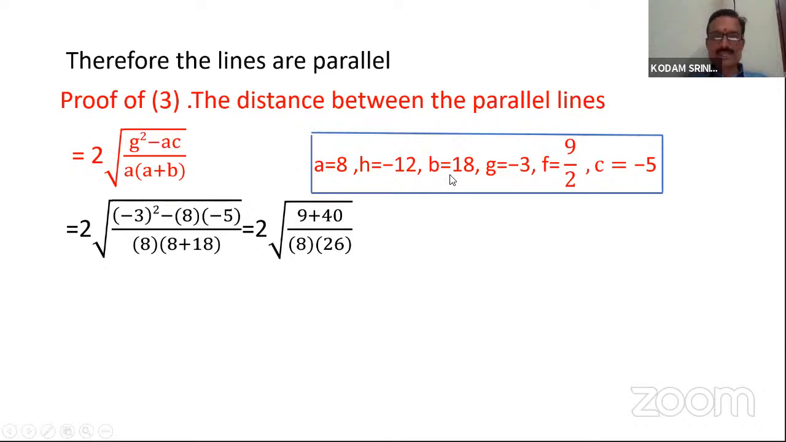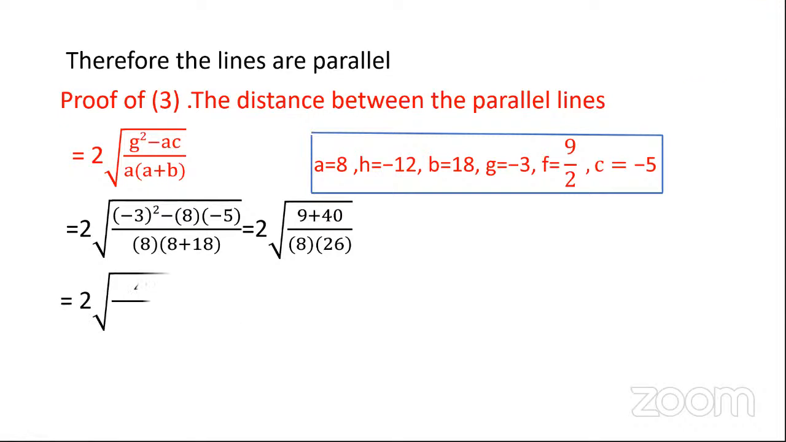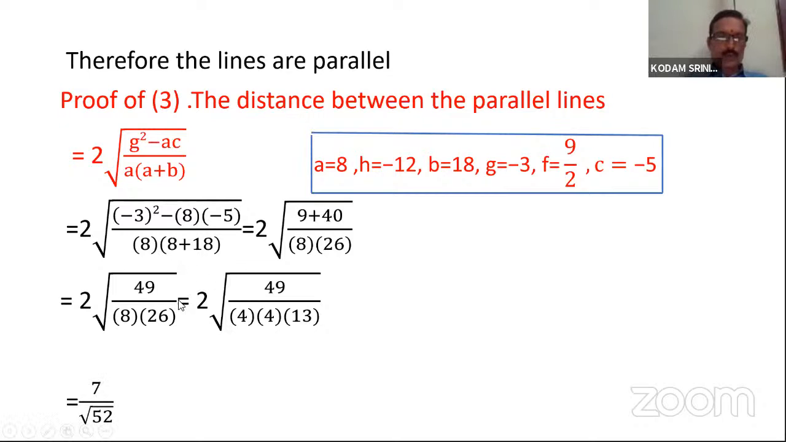G equal to what is that? Minus 3 whole c equal to... After simplifying that, we will have 2 into under root of 9 plus 40, by 8 into 26. So we will have 2 into 49 by 8 into 26.